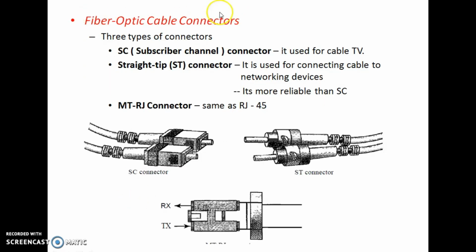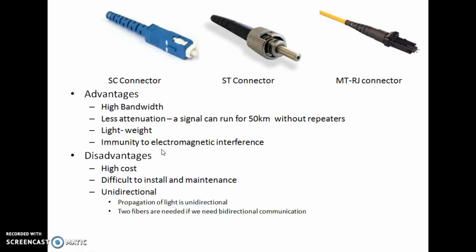Next are the fiber optic cable connectors. There are three connectors available: the SC connector, the ST connector, and the MT-RJ connector. The Subscriber Channel connector is used for cable TV. The ST connector is used to connect cable to network devices, and the MT-RJ connector is the same size as the RJ45. This is the general structure of fiber optic cable connectors.